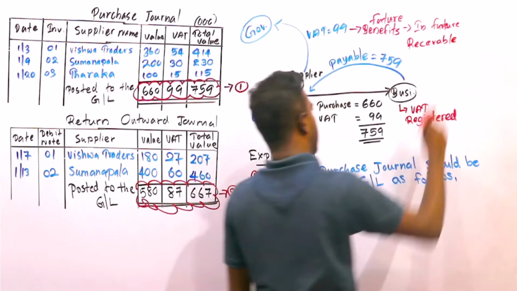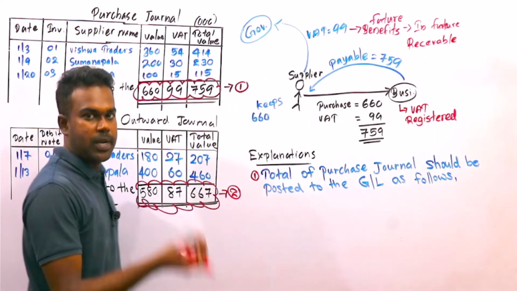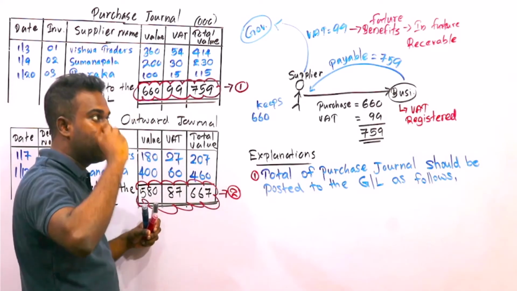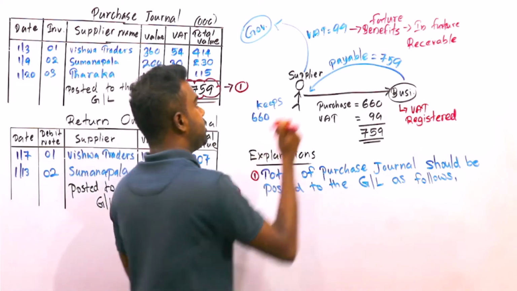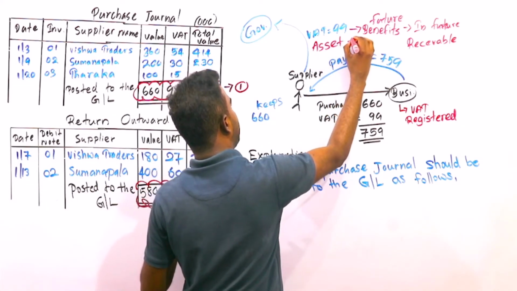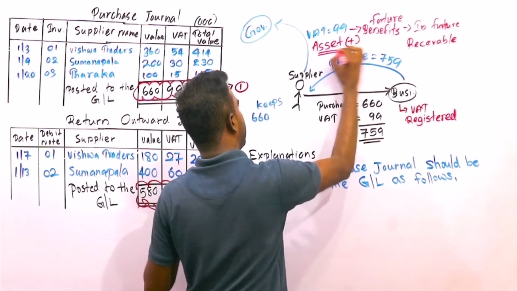right? Receivable, right? අපිට ආය හම්බ වෙනව නේද? අපි එහෙනම් මොකක් කියලාද කියන්නේ? In future economic benefit receivable. Then this VAT should be an asset for the business. VAT asset will be increased, right?